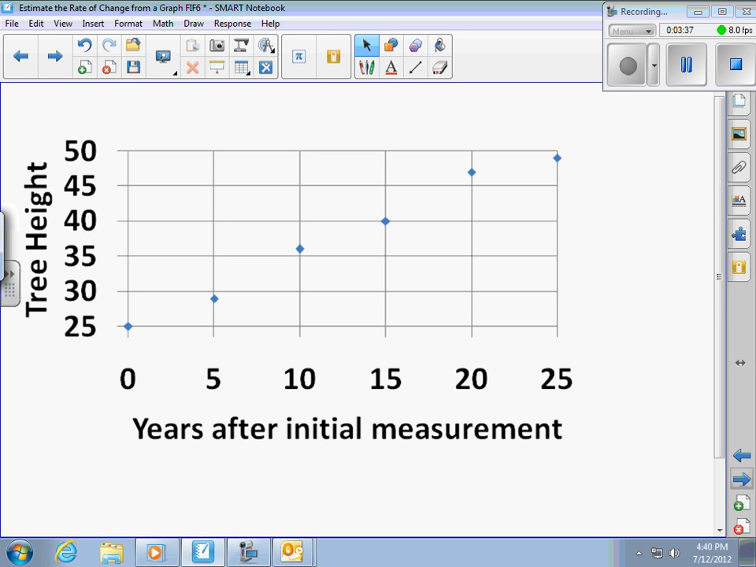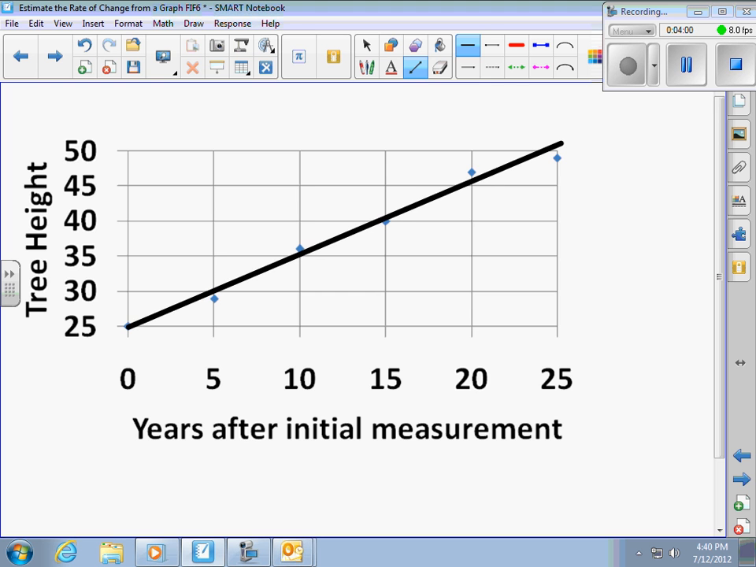Well, let's say we measure a tree over time. Every 5 years, we take a measurement on its height. The first year we started off by measuring it. It was 25 feet high, and so let's match that data to maybe a straight line that goes something like that. We have points above, we have points below, so maybe that's an average.